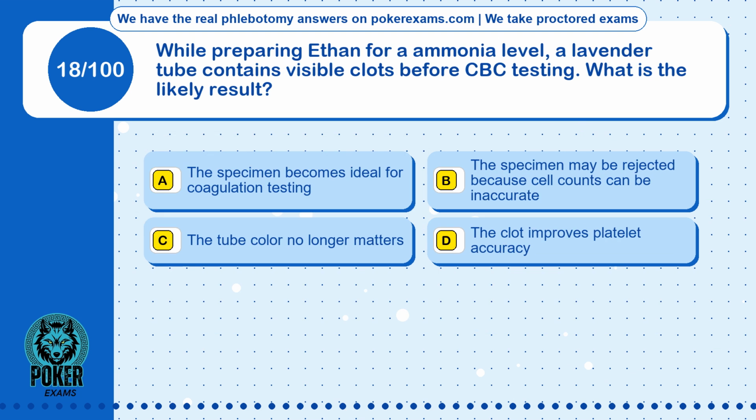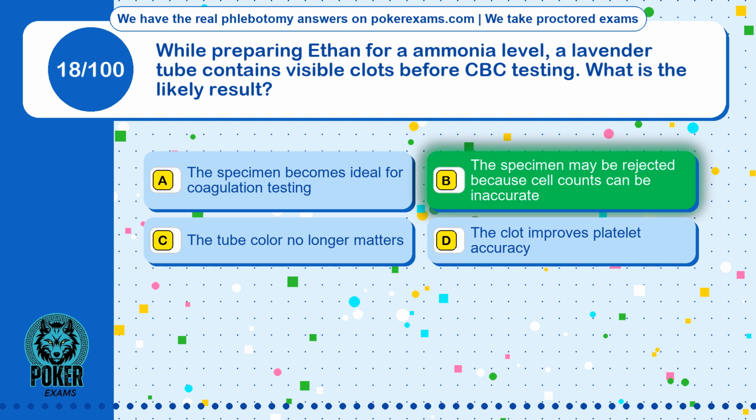Question 18. While preparing Ethan for an ammonia level, a lavender tube contains visible clots before CBC testing. What is the likely result? Option A. The specimen becomes ideal for coagulation testing. Option B. The specimen may be rejected because cell counts can be inaccurate. Option C. The tube color no longer matters. Option D. The clot improves platelet accuracy.